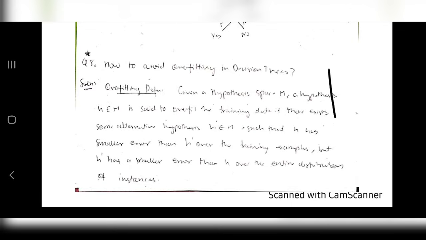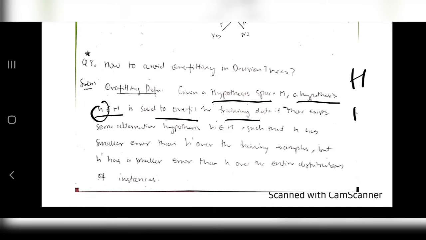The training data is there, the testing data is there. For the training data, it performs very well, but on testing data it performs very poorly. That is overfitting. There is a definition given here, so if you want, you can skip it. Otherwise, I can explain what is written here. See, there is a hypothesis space H. Inside that H, there are many small h. A hypothesis small h is said to overfit the training data.